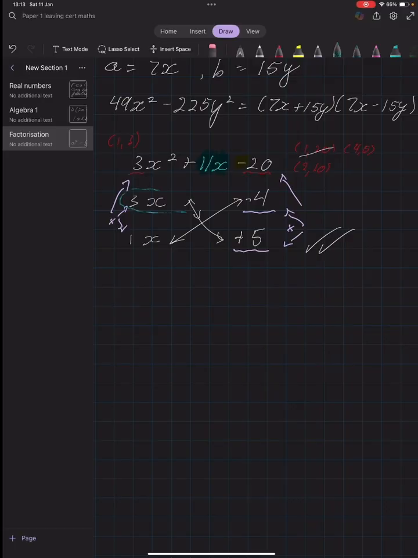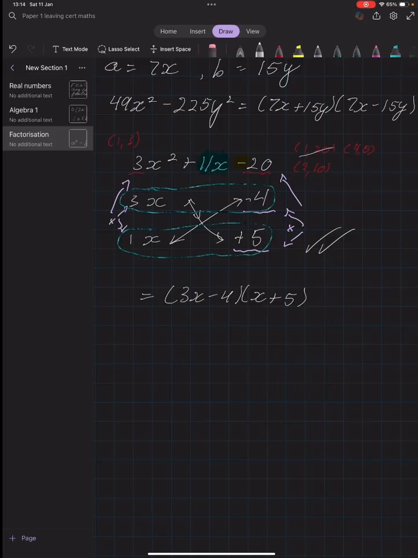And then your factors. Your factors then, you go from left and right. So this thing factorized is 3x minus 4 times x plus 5. That's how you get them. Okay. So hopefully that makes sense.